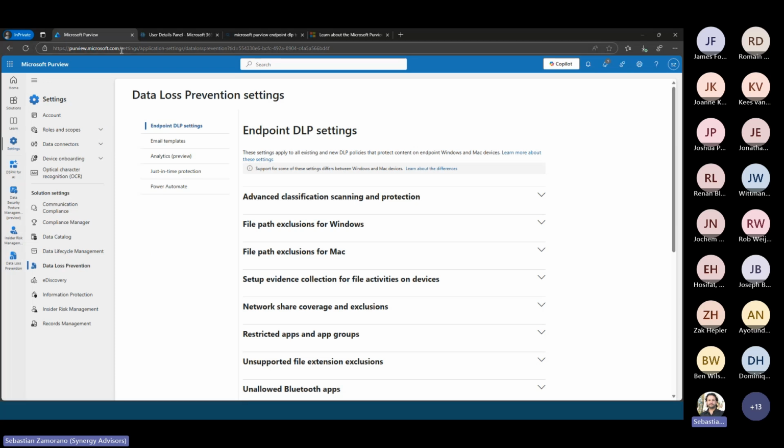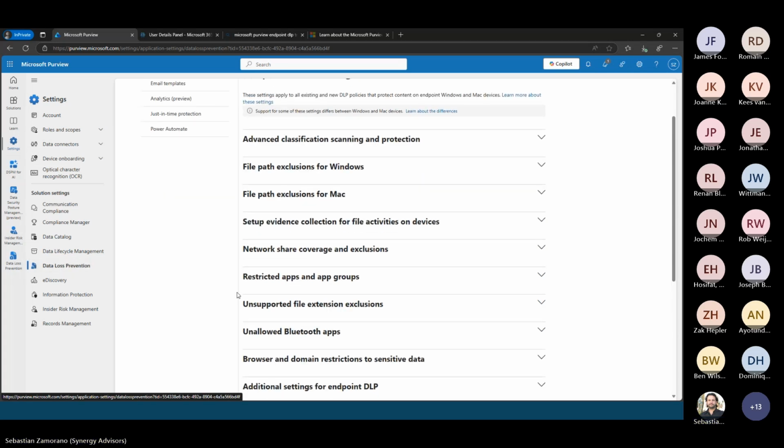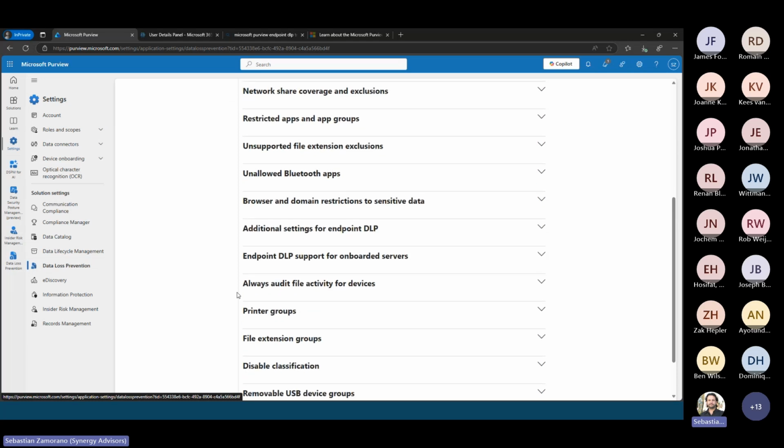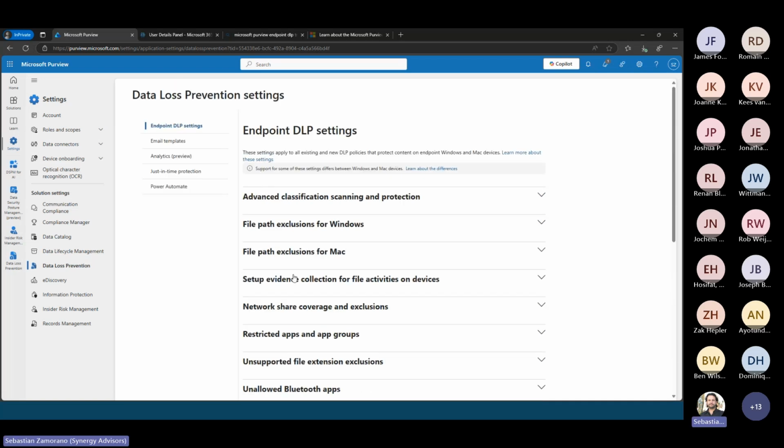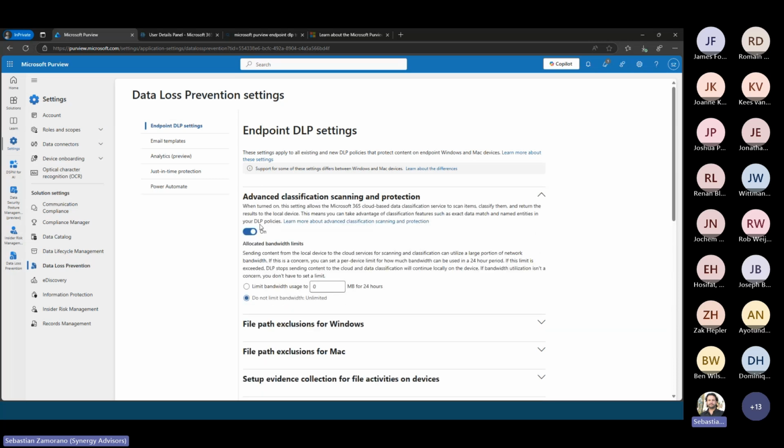Remember, I am in the Purview portal under settings. I am viewing the specific settings for the different Purview components. Here, there are a couple of things that are important. One is always audit file activities for devices. This one can be very helpful. The other one is this one, advanced classification, scanning, and protection.